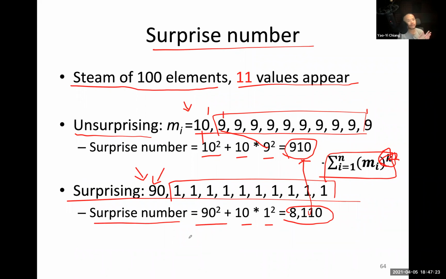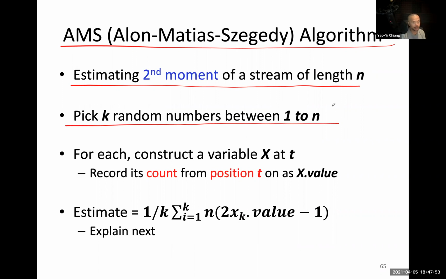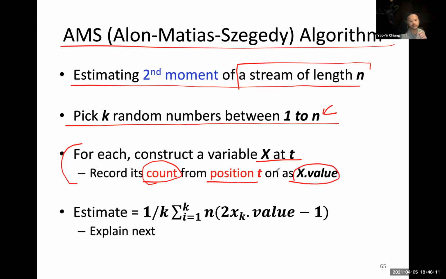Now we know this surprise number is important, but how do we measure it? The AMS algorithm tells us that we can estimate the second moment of a stream of length n, and it can actually be extended to estimate other moments. The algorithm works as follows. You pick k random numbers between 1 and n, because you know the stream length is n. You construct a variable x at some time t. You record the count from position t as the x value. That means now you establish a counter. When you start to see more values in the stream, you just increment the counter.